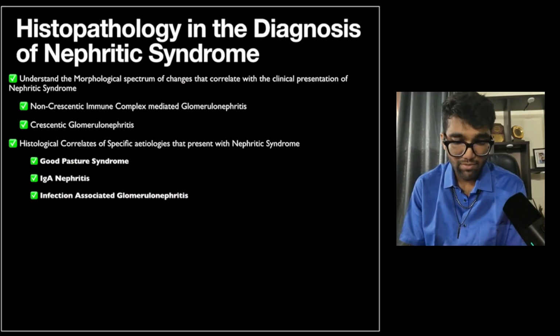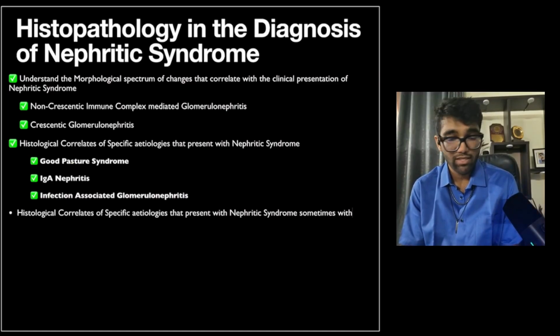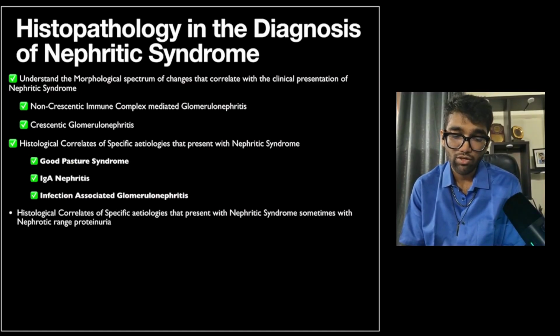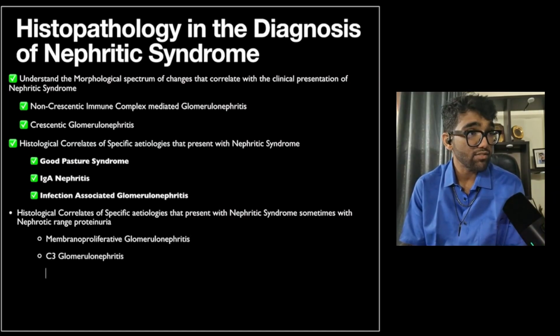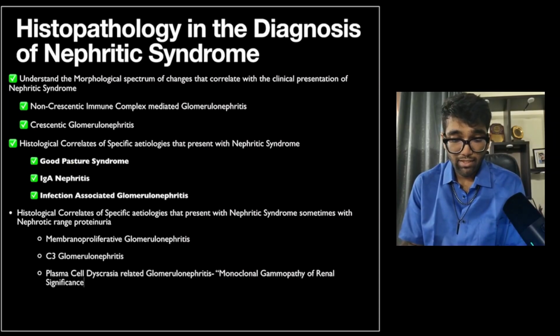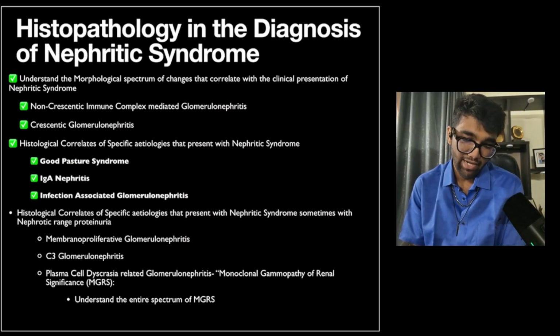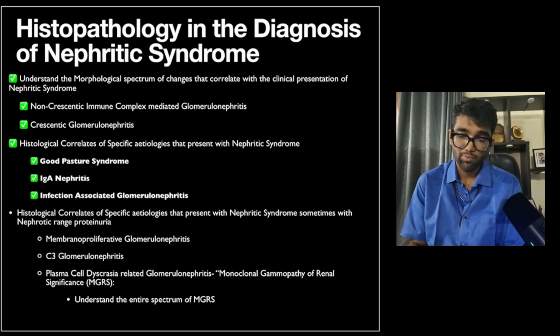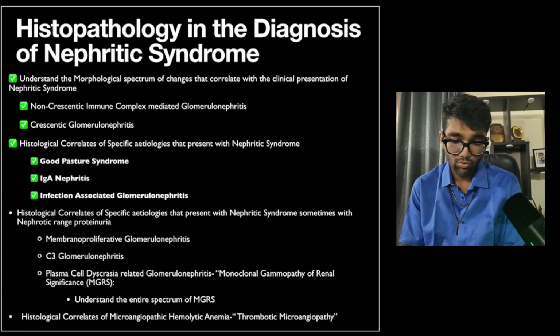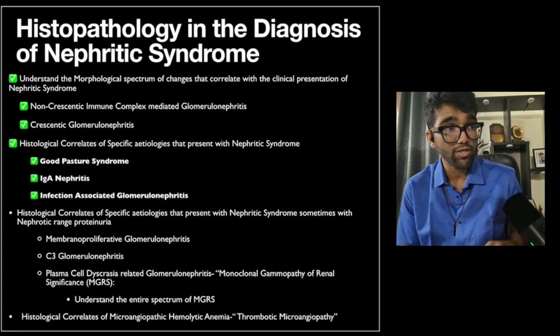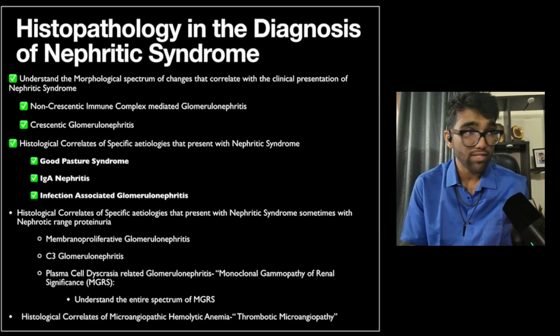I will be subsequently discussing the histology of membranoproliferative glomerulonephritis, C3GN, and plasma cell dyscrasia associated glomerulonephritis, which I have discussed mechanistically, but we'll try to understand the entire morphological spectrum of monoclonal gammopathy of renal significance. And finally, we'll end with the histological correlates in microangiopathic hemolytic anemia, that is your thrombotic microangiopathies.